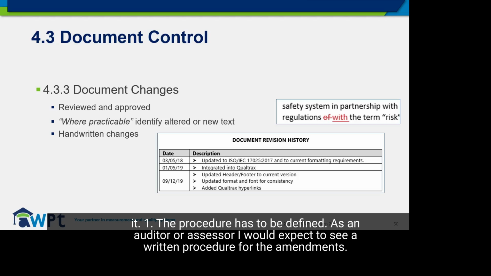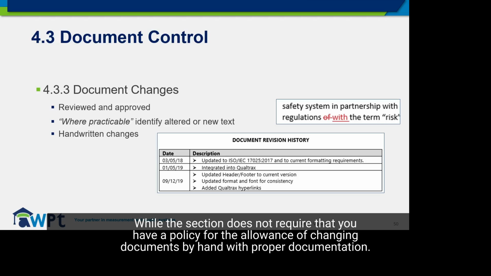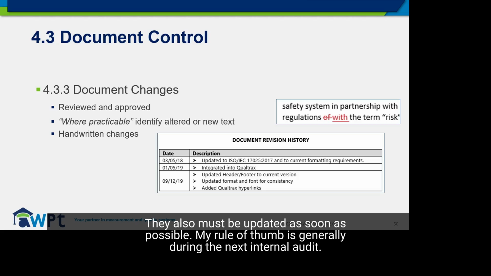1. The procedure has to be defined. As an auditor or assessor, I would expect to see a written procedure for the amendments. And 2. Those who are in authority over the amendments must be defined in the document and deemed to be competent. While this section does not require that you have a policy for the allowance of changing documents by hand, with proper documentation, they also must be updated as soon as possible. My rule of thumb is generally during the next internal audit.